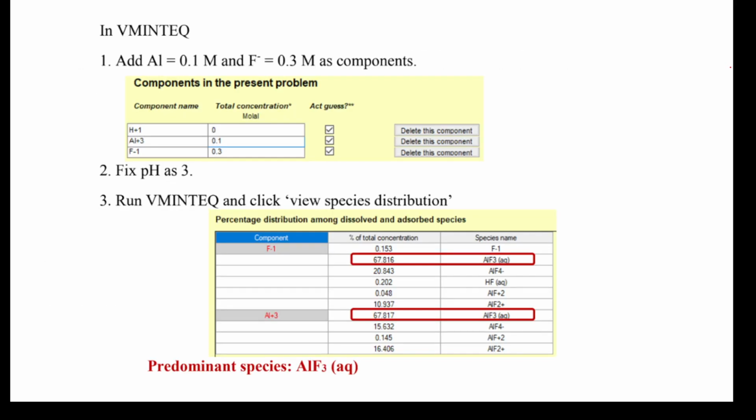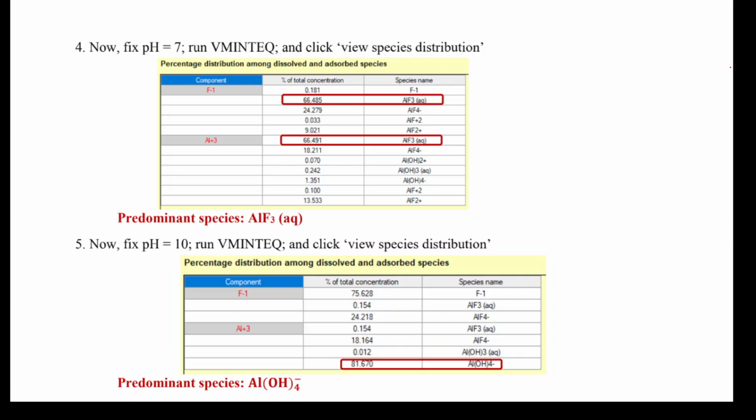We'll put this in Visual MINTEQ and then we'll fix the pH and we'll see the solution. So adding 0.1 molar aluminum and 0.3 molar of fluoride, then fixing the pH at 3, then we can get the predominant species, the species with the highest percentage. Okay. Similarly, for pH 7 and pH 10. Very simple. Otherwise, we would have to plot everything and check in Excel. Visual MINTEQ is an easier solution.